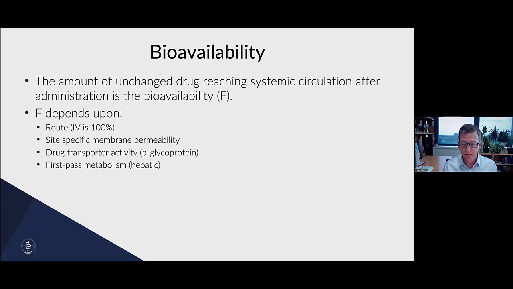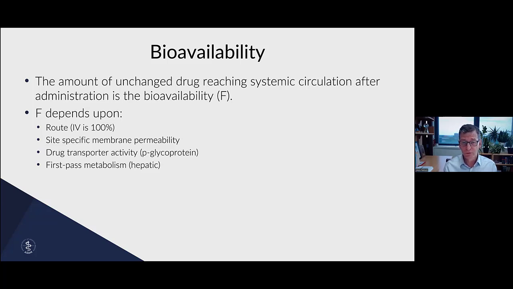If you give it IV, it's 100% bioavailable. It has to get in. There's no alternative. It's not getting stuck to the sides of the vessel as you're injecting it. But every other route of administration has a reduced bioavailability, and you sort of have to go by each drug. Some drugs are pretty well absorbed orally. They don't undergo first-pass hepatic metabolism, and they get absorbed through the stomach or the duodenum.